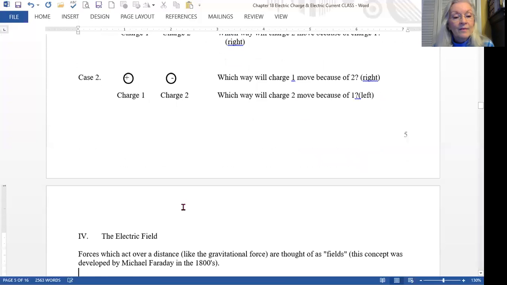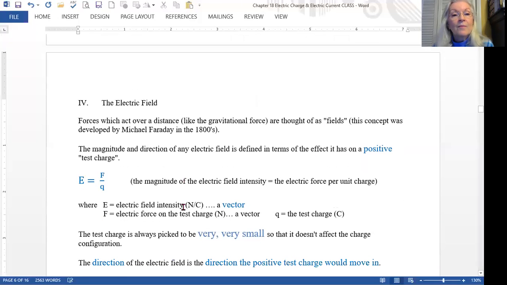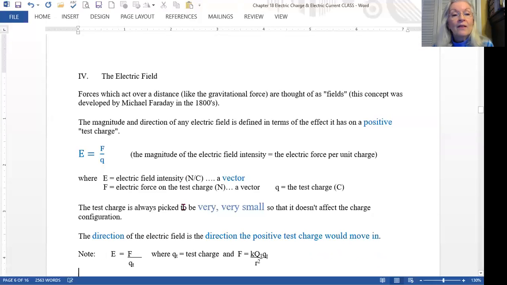So let's talk a little bit about the electric field. We know which way electric forces will point based on the type of charge you have. Now we want to talk about the electric field. Forces that act over a distance, like the gravitational force. You pick up a ball and you drop it, it falls down because gravity pulls it towards the center of the earth. It acts over a distance, and so it's considered a force field. So forces that act over a distance are thought of as fields.